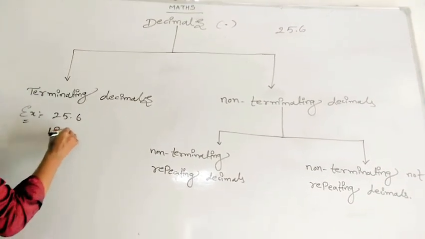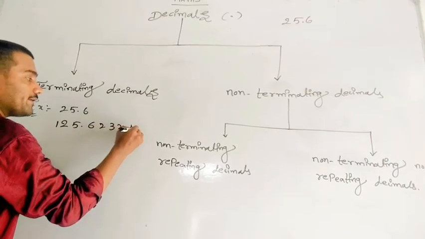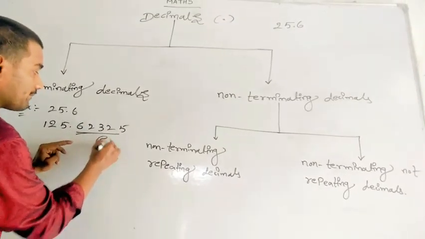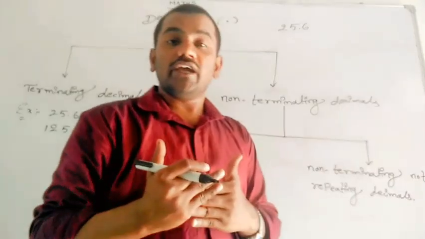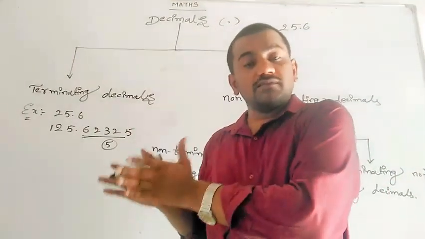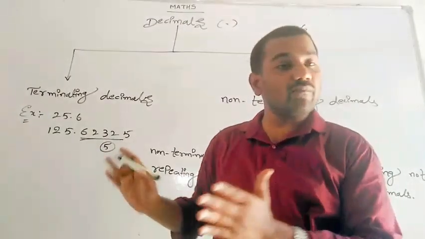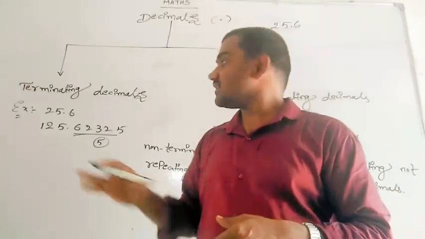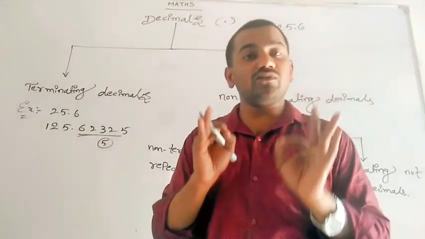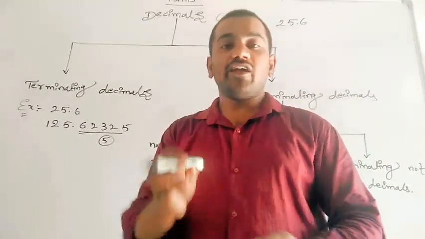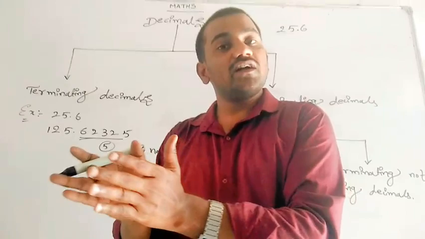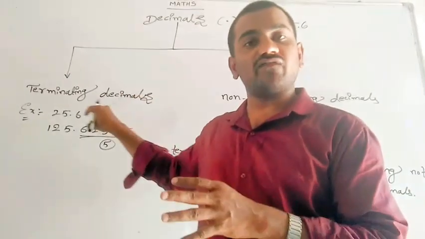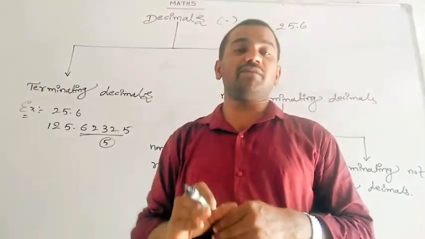Okay, let's write 125.62325. Here, after the decimal point, the number of digits is 5. Hence, we can find out the number of decimal digits after this decimal point, so it is known as a terminating decimal number. These are terminating decimal numbers. You need to understand only one thing: after the decimal point, if we are able to find the finite number of decimal digits, then it is known as a terminating decimal number.